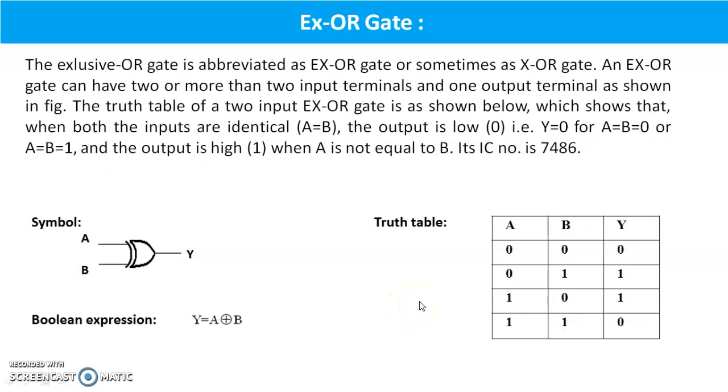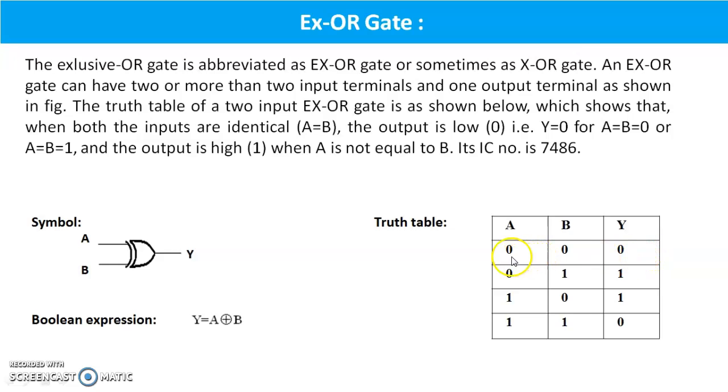Next is XOR gate. XOR gate is a derived gate. This is the symbol of XOR gate. Here we apply the input A and B, and Y is the output. In XOR gate, when there is an odd number of inputs that are 1, then output will be 1. For an even number of inputs, the output will be 0.